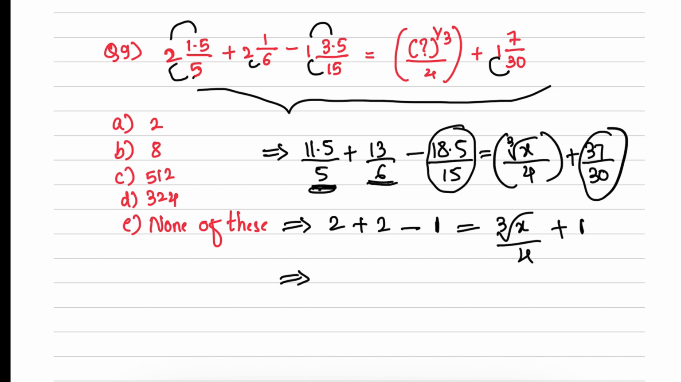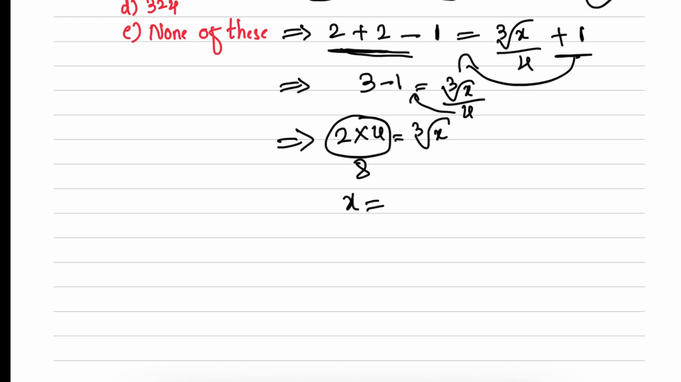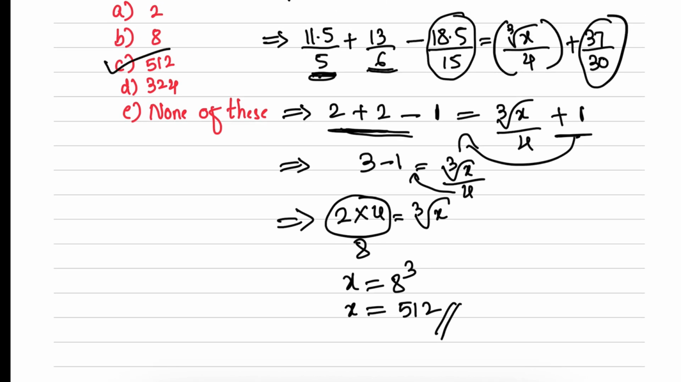So you will get 4 minus 1, which will be 3, and again this comes here, it will be minus 1, and you will get cube root of x by 4. So 3 minus 1 will be 2, into this 4 will come here, so 4 equals cube root of x. This is 8 and x will be 8 cube. So our answer will be 8 cube, meaning 512. So option C is the right answer.